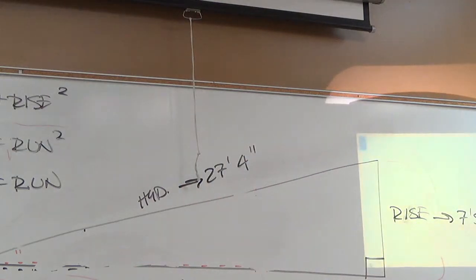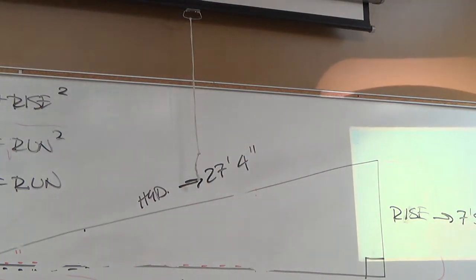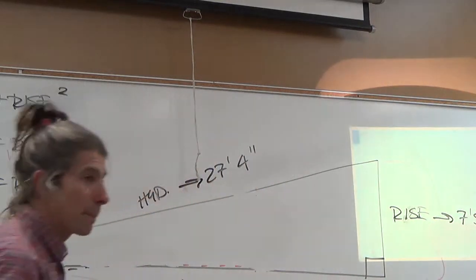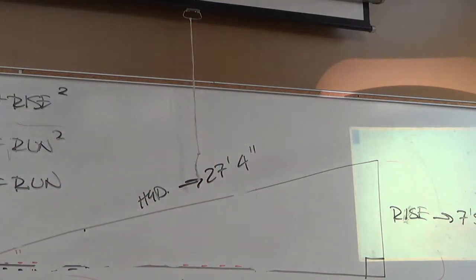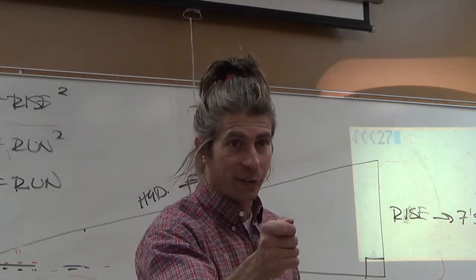I want to calculate this number. All right, so I'm going to do this all at once. This is going to be a big TI move. Don't get too freaked out with it. Square root, okay? The hypotenuse is 27 feet, 4 inches. Now remember, there are 12 inches in a foot.